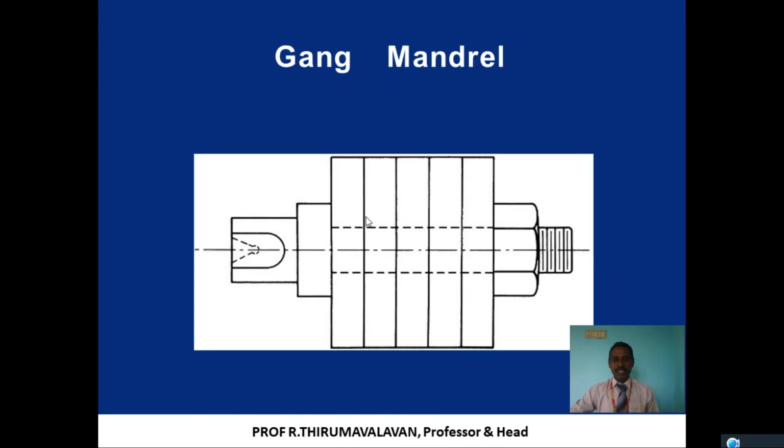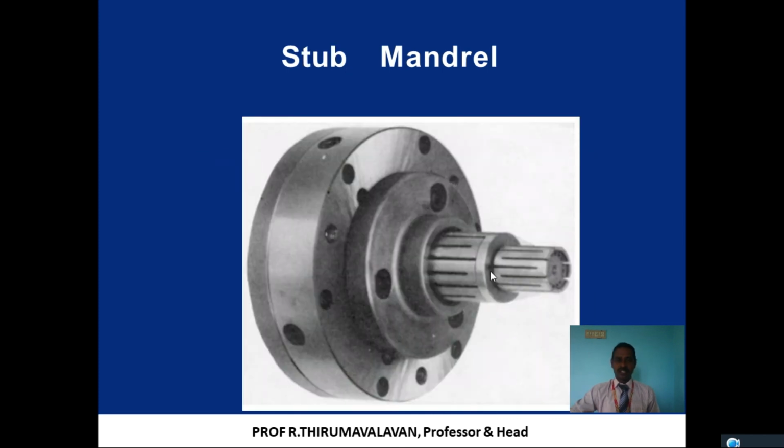Next is what we call gang mandrels. Gang mandrels hold many workpieces; 1, 2, 3, 4, 5 workpieces will be fixed at the same time. We call it gang mandrels. So next is the stub mandrel, where we are fixing at the end. We call it stub mandrels.